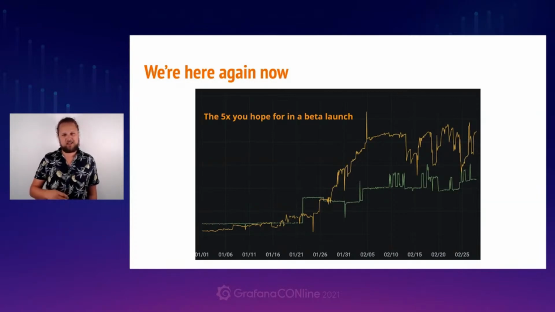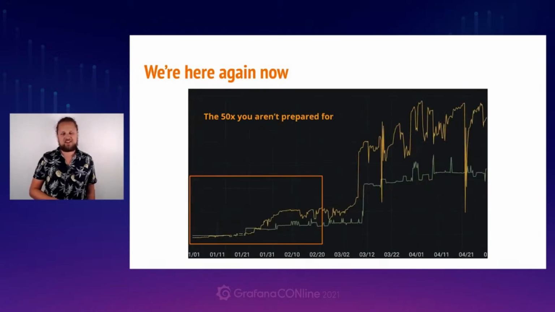It scales sublinearly with traffic for the most part, but it's a good proxy for capturing the load we experience on observability. So this is the 5x you hope for when you launch a beta product, great success. This is the 50x you get that you're not prepared for, that destroys your hopes and dreams. This was another month in after our first success, and our fire turned into a pile of napalm.